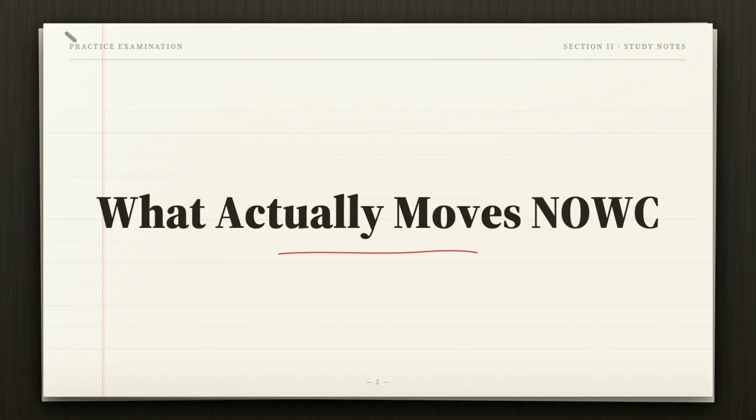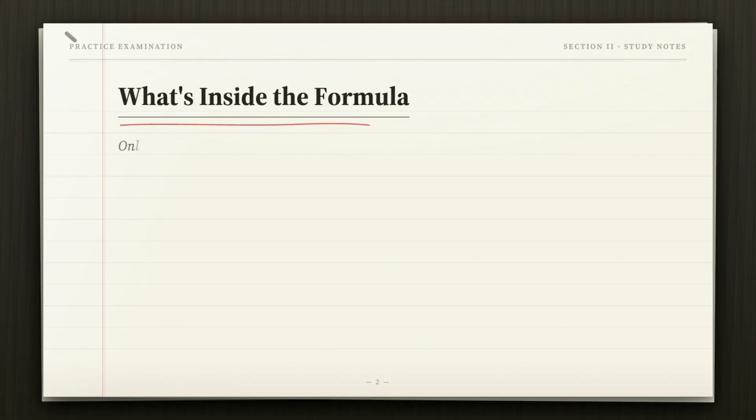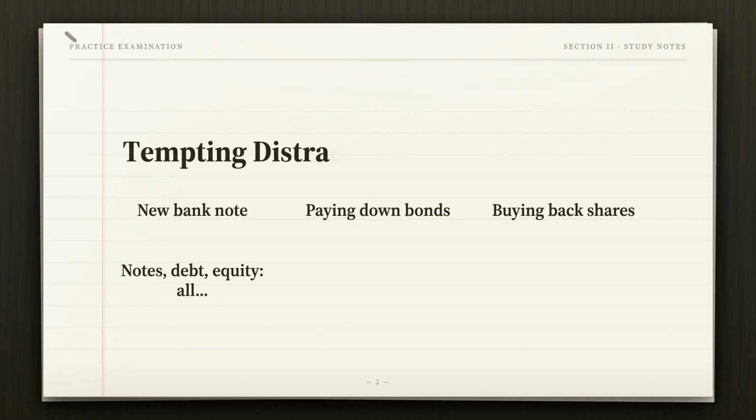Let's build a filter for testing whether a business change really moves net operating working capital or just looks like it should. Net operating working capital equals operating current assets, cash, receivables, and inventories, minus operating current liabilities, accounts payable and accruals. Only a change to one of these specific items can move the figure.